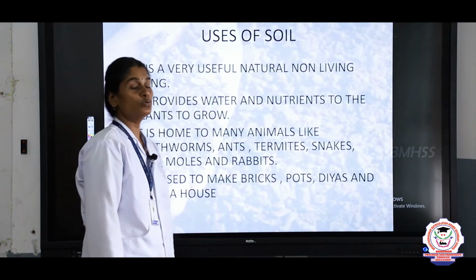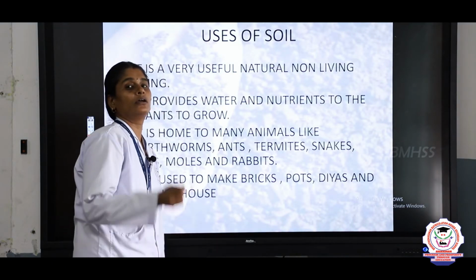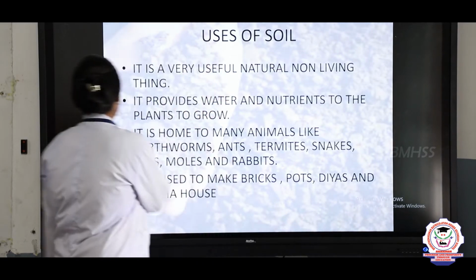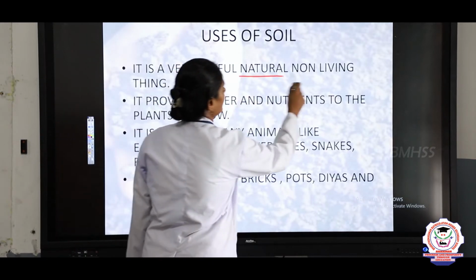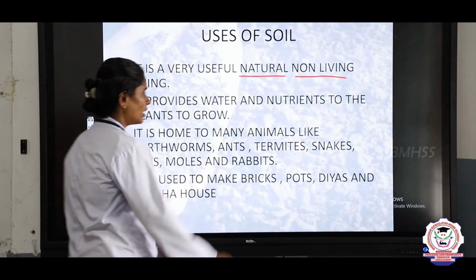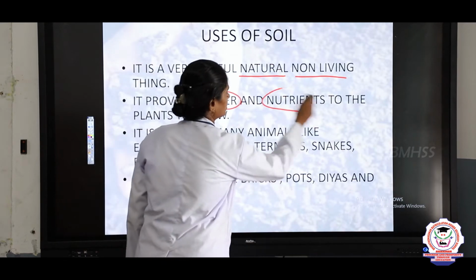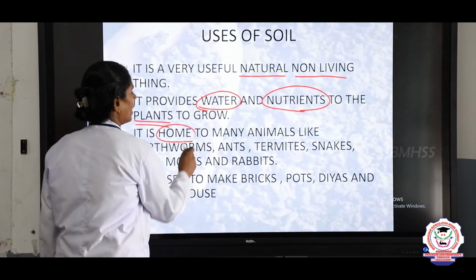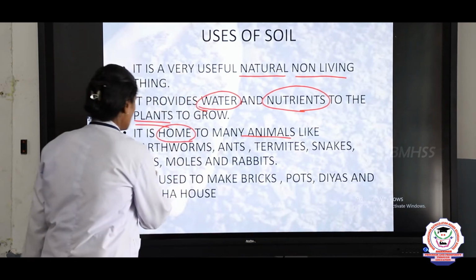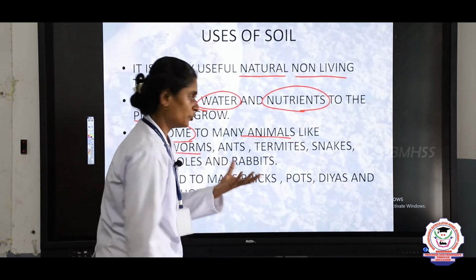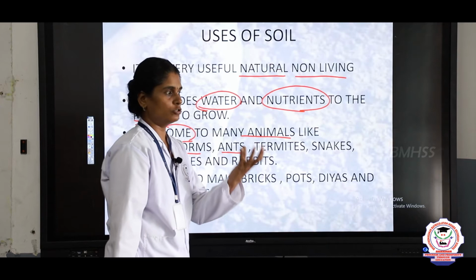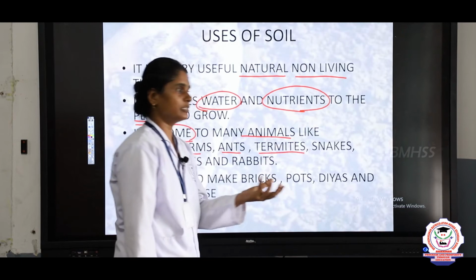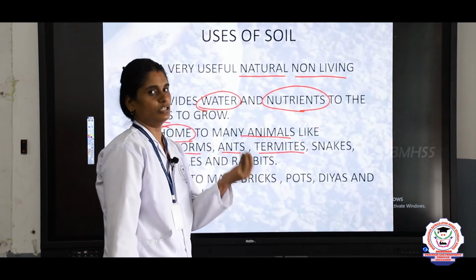Now let us see the uses of the soil. Soil is a natural non-living thing. It provides water and nutrients to the plants, and the soil is home to animals. Like what animals? Earthworms, which means manpulu, ants, yerumbu. Usually the ants live in soil. Termites, which in Tamil they will say, you just find out and tell me.